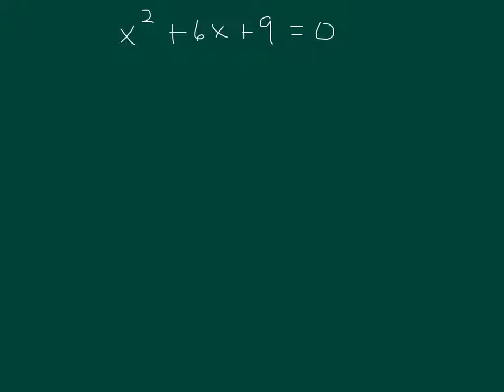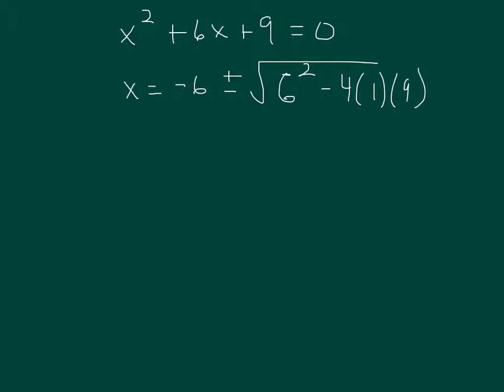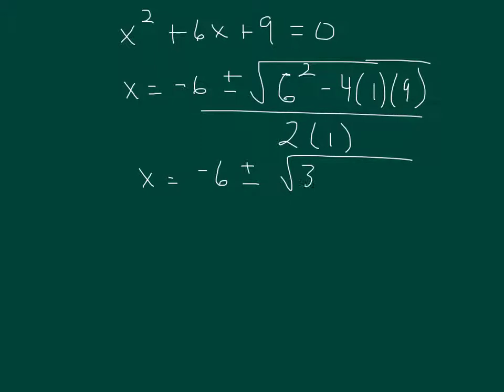All right, so here we go. We got x equals negative b, so negative 6, plus or minus the square root of b squared, that's 6 squared, minus 4 times a, which is 1, and 9, which is c, all over 2 times 1. So x equals negative 6 plus or minus the square root of 36 minus 36, all over 2.